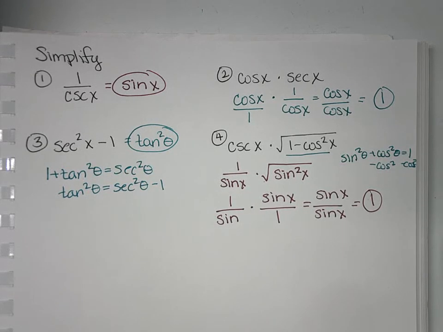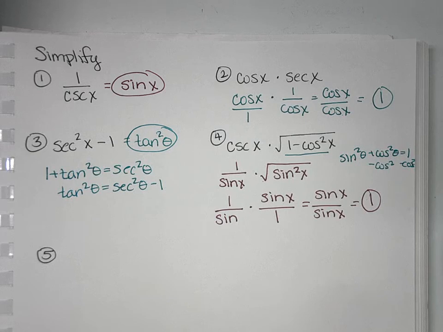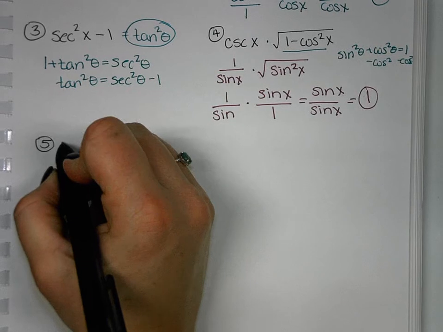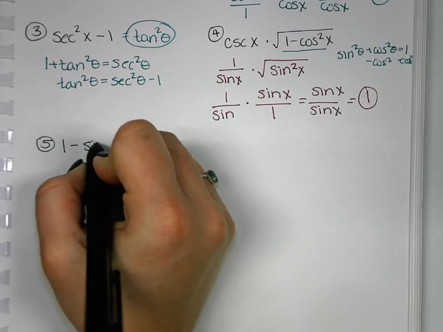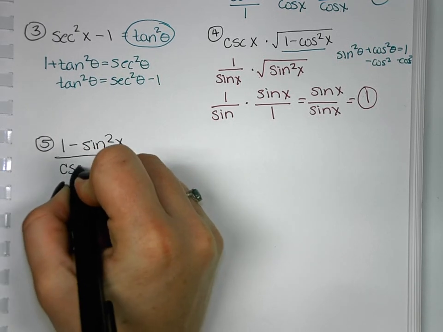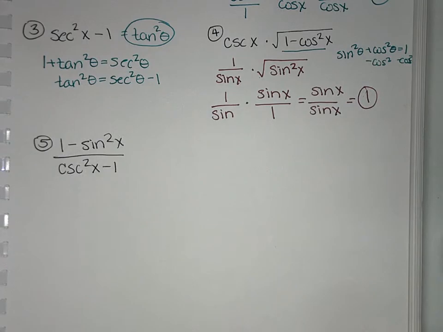Okay, there's one more I wanted to do with you tonight, and then we'll do 5 more tomorrow. And this last one is 1 minus sine squared x over cosecant squared x minus 1. So again, one of the first things I want to do is look for either a reciprocal identity or a trig identity that I could potentially use.